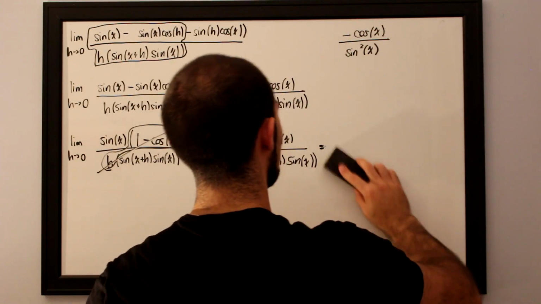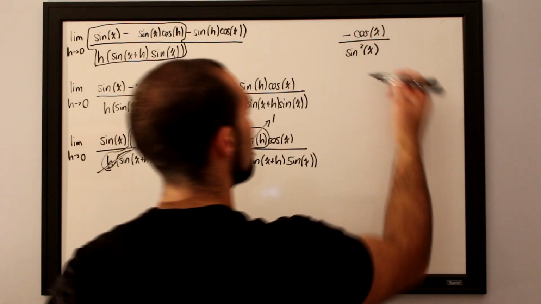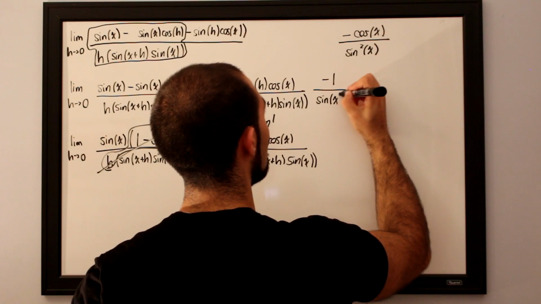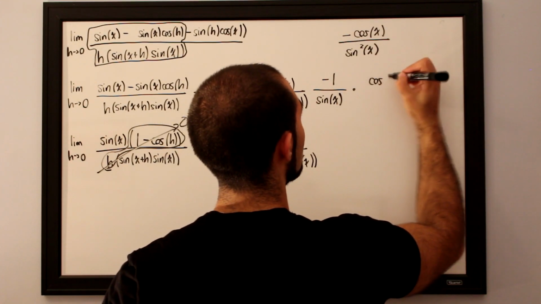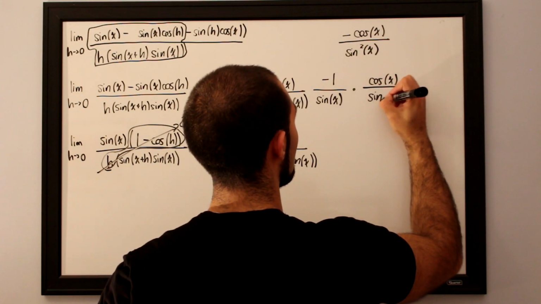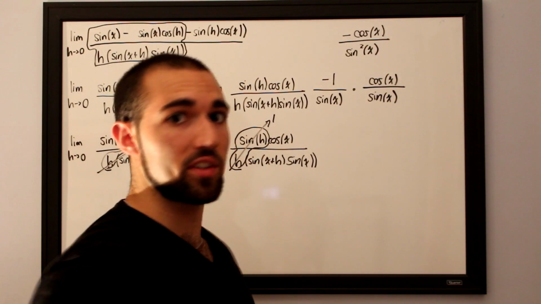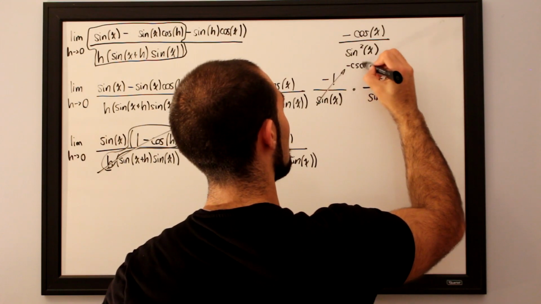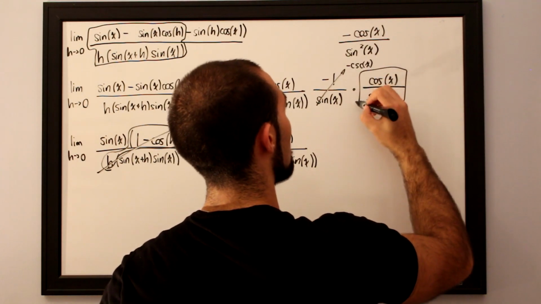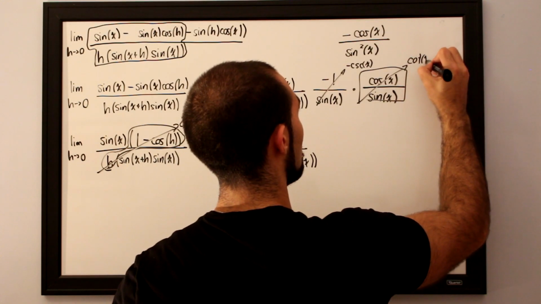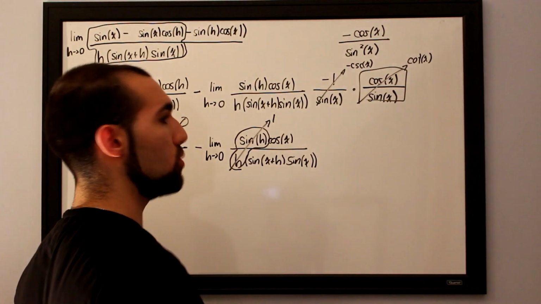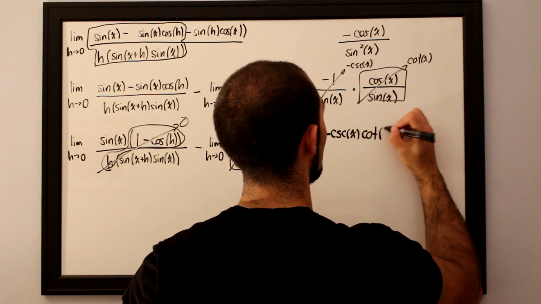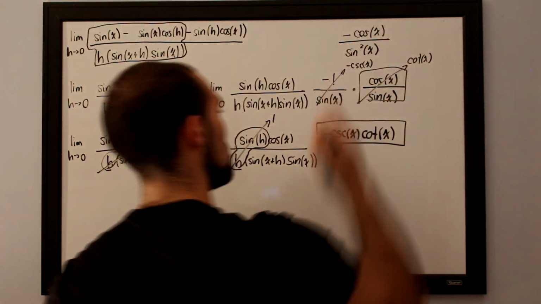So we will split this up. Let's write this out as negative 1 over sine of x multiplied by cosine of x over sine of x. Negative 1 over sine of x is simply negative cosecant of x. So this becomes negative cosecant of x. And this, cosine over sine, becomes cotangent of x. So the derivative of cosecant of x is negative cosecant of x cotangent of x, using the limit definition of the derivative.